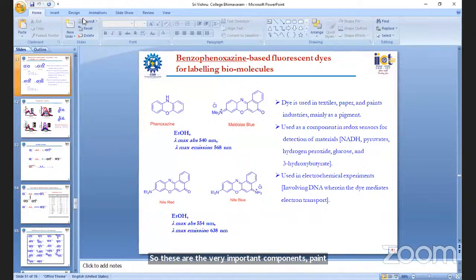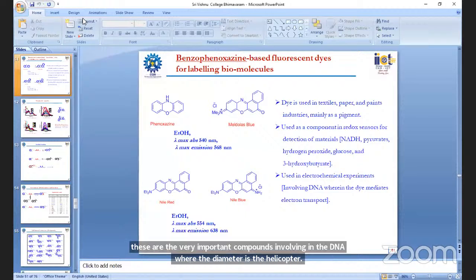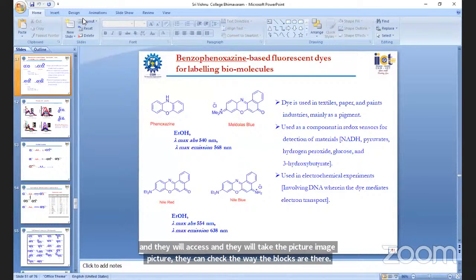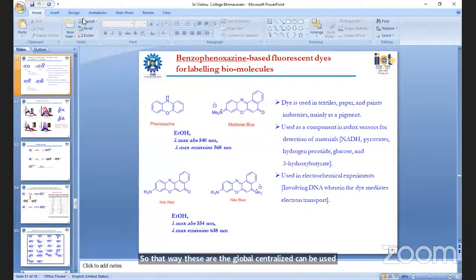electron transport. When patients are going, the doctors inject the dye, and they assess and take an image picture, so they can see where the blocks are. That way, these fluorescent dyes can be used in medical systems as well as other fluorescent dyes. Okay, sir.